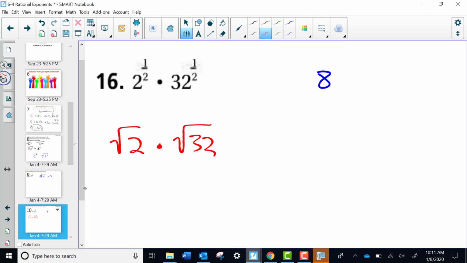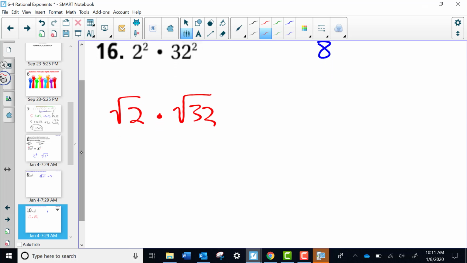You got 8? All right, let's see. You got 8? All right, 2 times 32. Yeah, that is 8. So 2 times 32 is 64. I'm bugging out right now. Sorry. All right, so that's the square root of 64, right? Which is 8. Square root of 64 is 8.